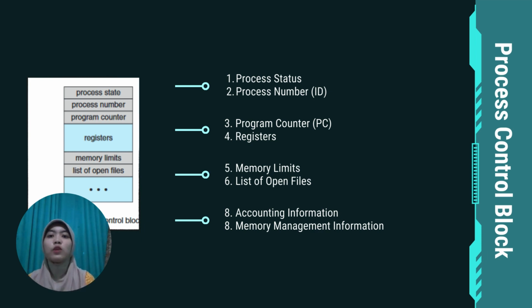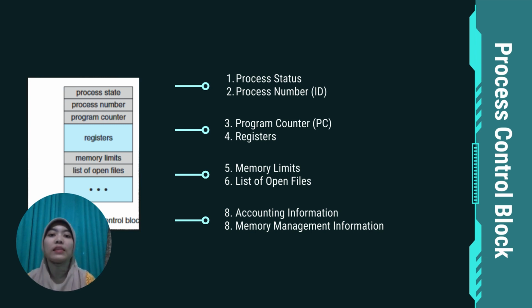The third is the program counter, PC. The program counter stores the address of the next instruction to be executed by the CPU for that process. For example, if a process is executing a loop, the program counter will point to the next instruction inside the loop.